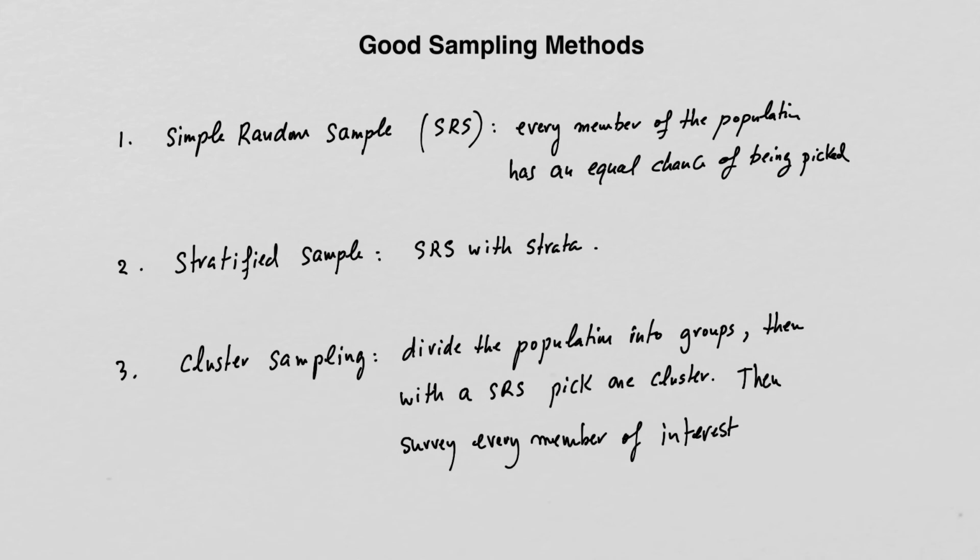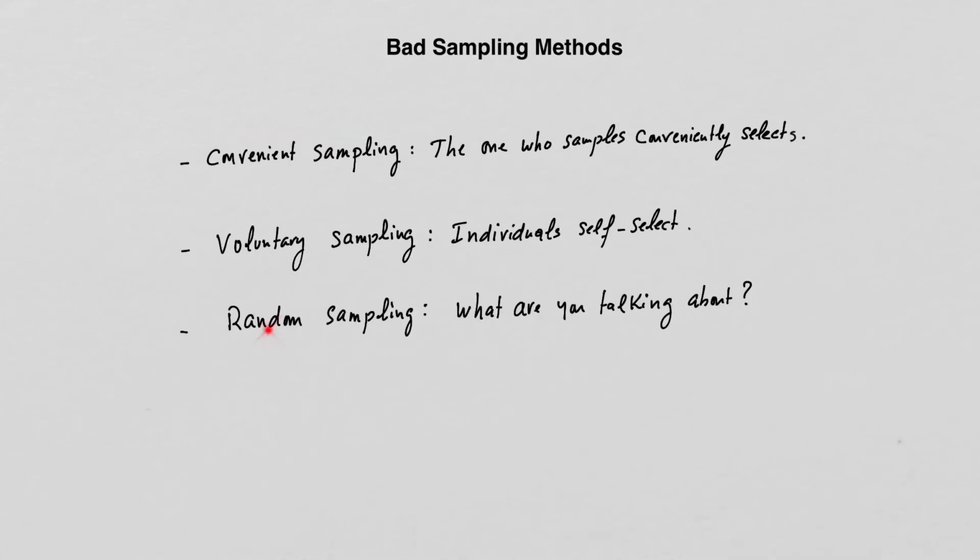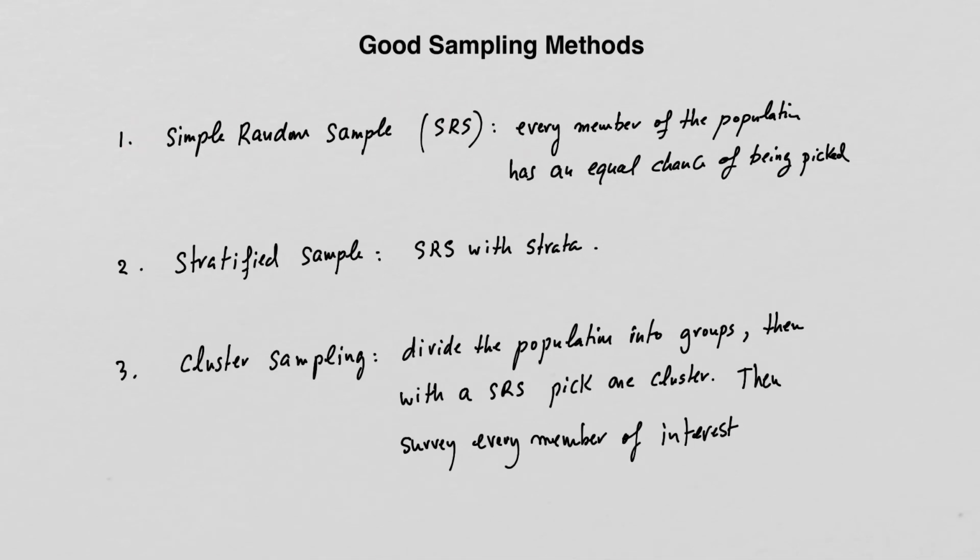The building block of a great sampling method is what we call a simple random sample. We call it SRS. When you see SRS, that means simple random sample. Now, don't confuse simple random sample, which has the word random in it, with random sampling. This is a bad way to sample. This is an excellent way to sample. So what is a simple random sample? It is when every member, could be a person, could be a rat, every member of the population of interest, has an equal chance of being picked.